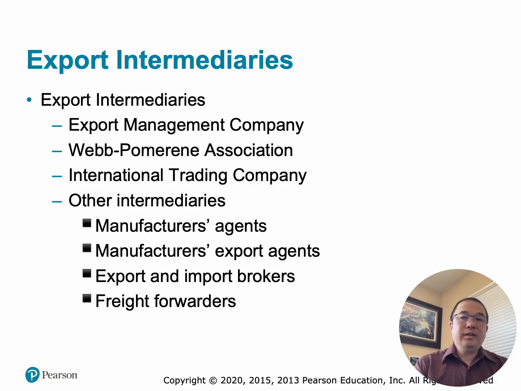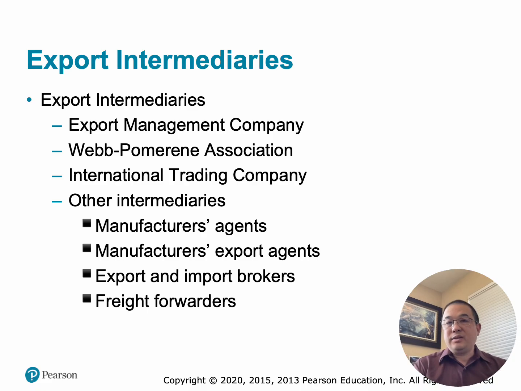Number 2, the Webb-Pomerene Association. A Webb-Pomerene Association is a group of competing U.S. companies that cooperate for export activities. The purpose is to share export costs, increase bargaining power, and compete more effectively abroad. So, as an example, several American agricultural companies jointly market products overseas. The key point is that normally competitors cannot coordinate activities, but the Webb-Pomerene Act of 1918 allows cooperation specifically for export businesses.